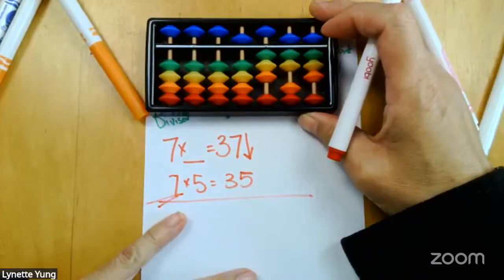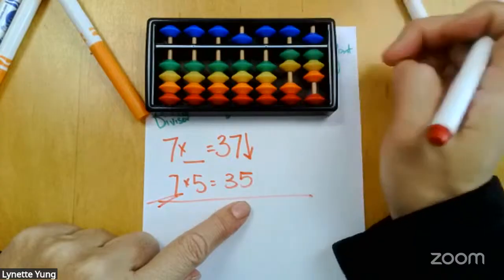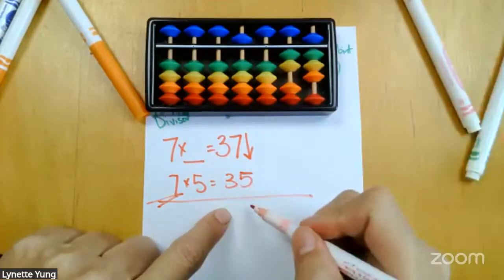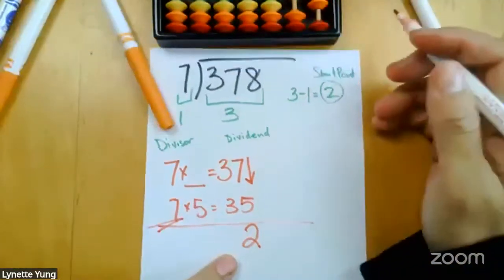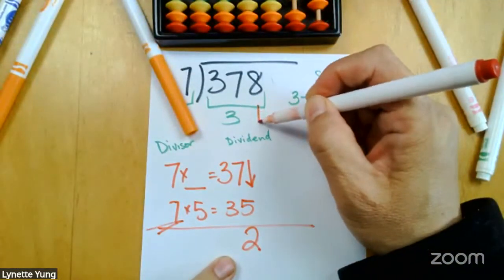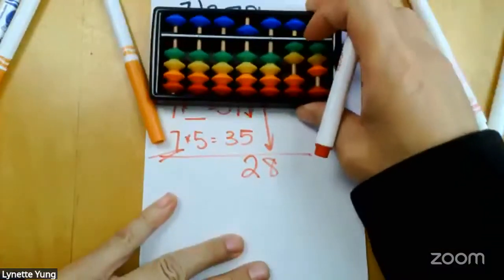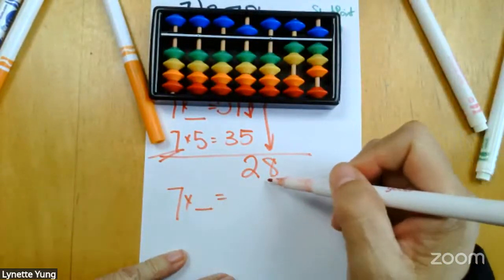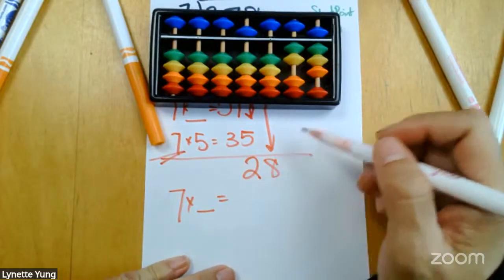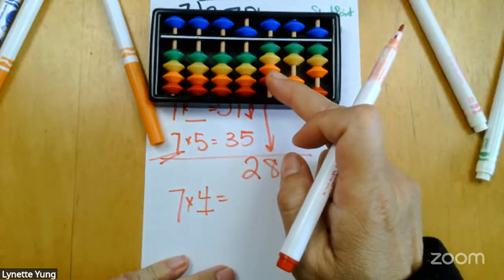Then take 35, you minus the 3 and you minus the 5. You're left with 2. Then you bring down the 8. So then 7 times what equals 28, or less? We know that would be 4. Don't forget to put the 4.